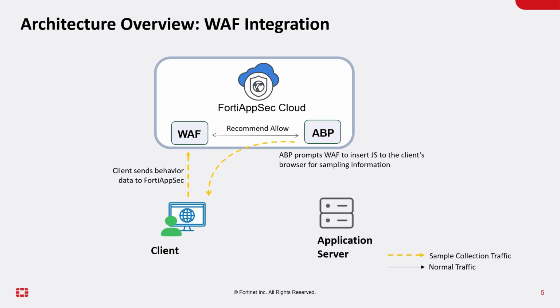If ABP indicates that the client is legitimate, WAF performs its security check and then forwards the traffic to the backend server. If the activity deviates significantly from the learned patterns, ABP flags it as anomalous and potentially malicious.